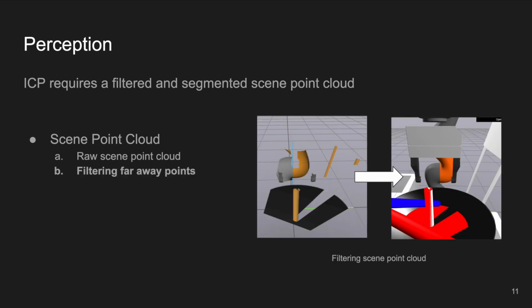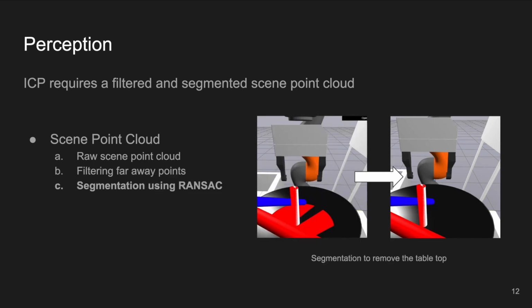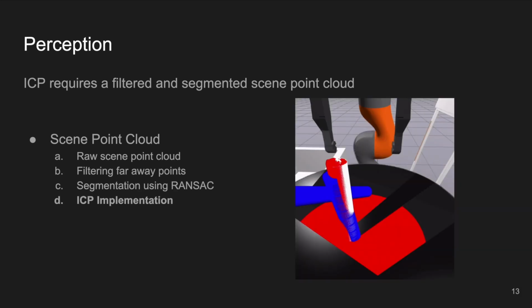The second step is we filtered faraway points based on the Euclidean distance from the center of the tabletop where we expect the chalk to be. Third, we used RANSAC to segment the tabletop points from the chalk points, similar to an exercise we completed. And with that, we have the point cloud of the scene and the point cloud of the model, and we can apply ICP using an arbitrary initial guess. And as you can see in the figure, we arrive at a reasonably accurate estimate that we can use for the detection of the chalk in the environment.